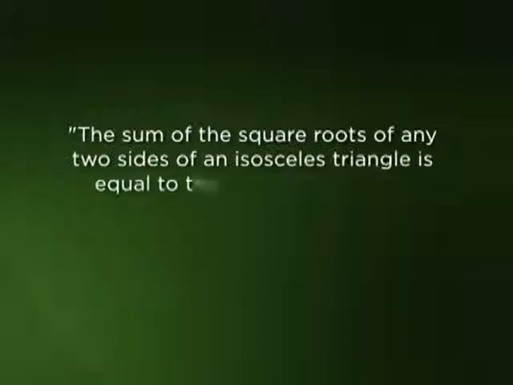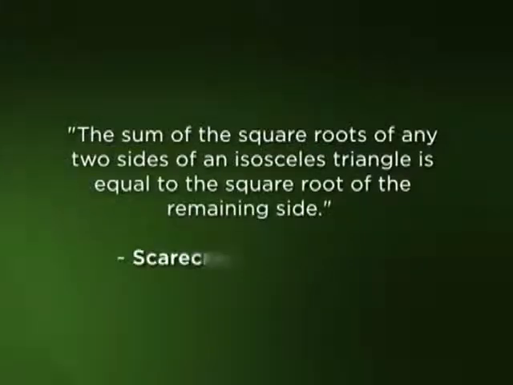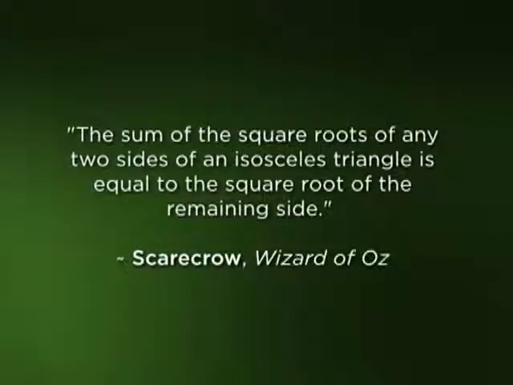At the end of The Wizard of Oz, the Scarecrow shows off his new brain by saying, "The sum of the square roots of any two sides of an isosceles triangle is equal to the square root of the remaining side." That's just so wrong in so many ways. No, for any right triangle, the square of the hypotenuse is equal to the sum of the squares on the other two sides.